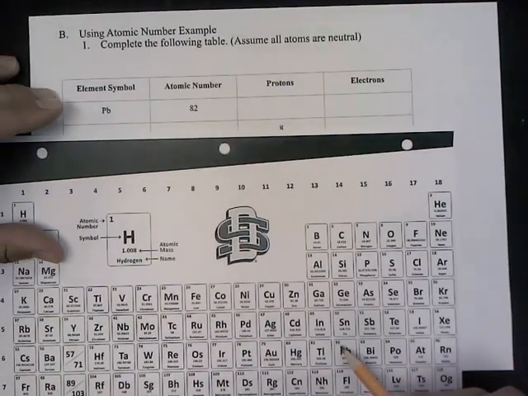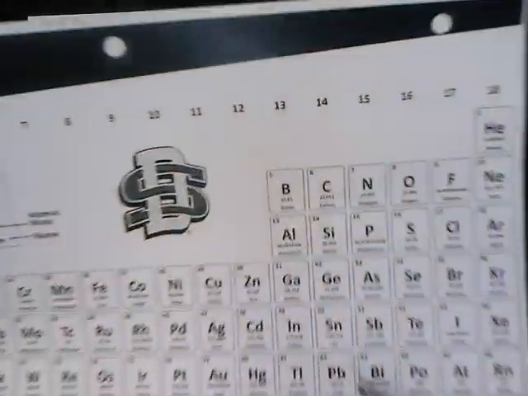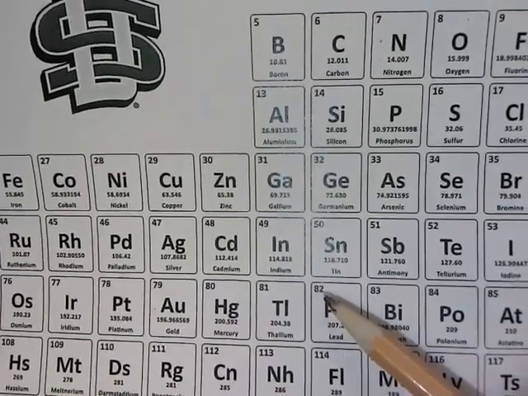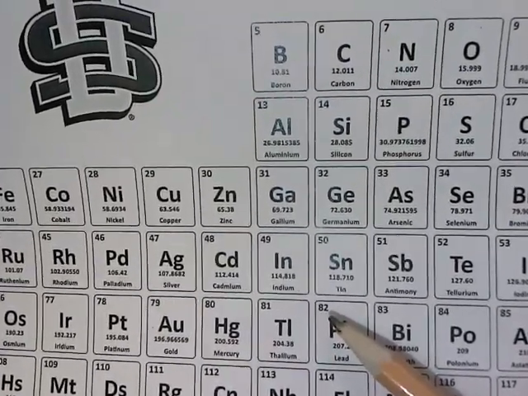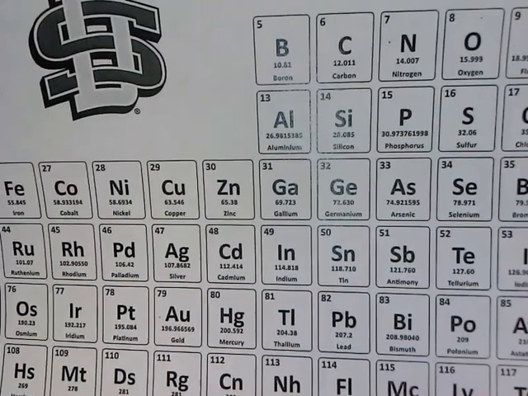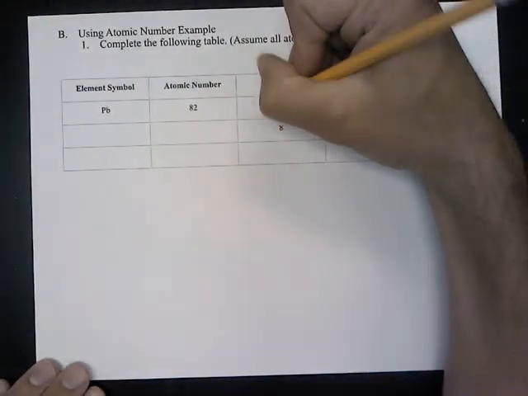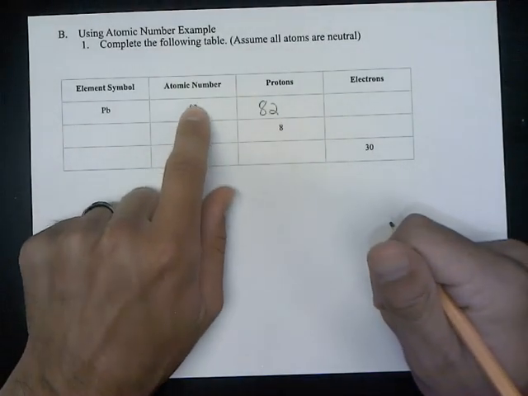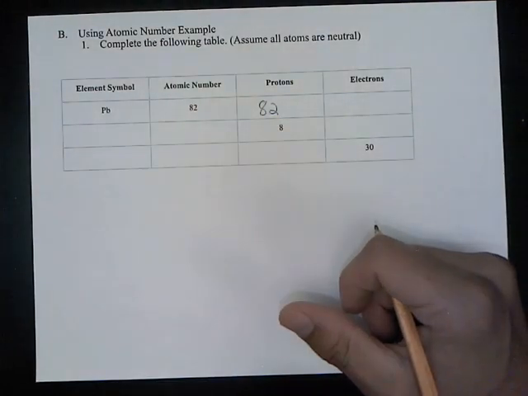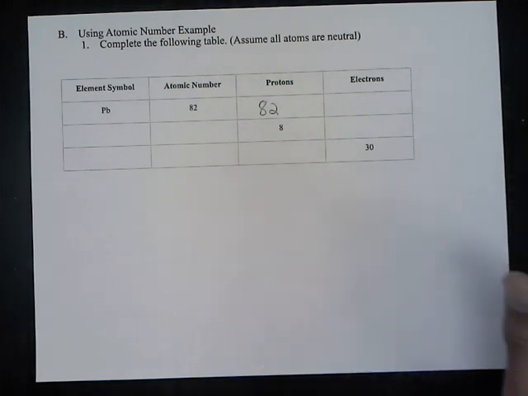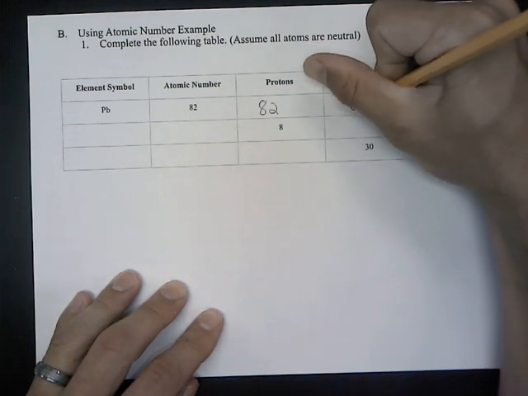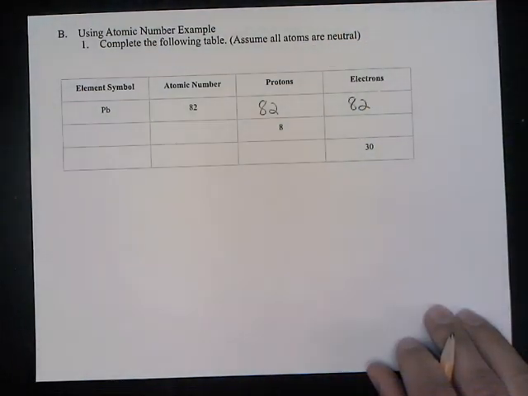Now that 82 on the periodic table, and I can zoom in here, the 82 represents that we have an atomic number of 82, and that means we have 82 protons. So in the number of protons here, I'm going to put 82, and that's because the atomic number is equal to the number of protons. Now remember from that last slide that the number of protons is equal to the number of electrons because an atom is neutral. So there are also 82 electrons.